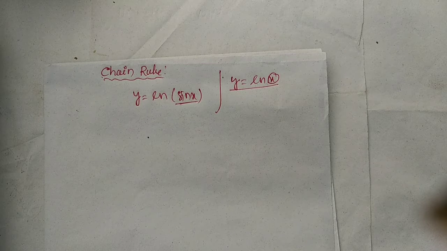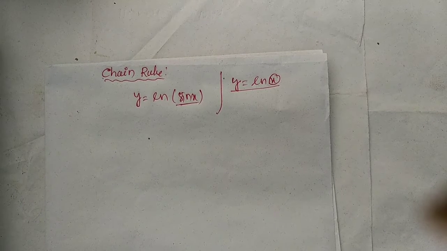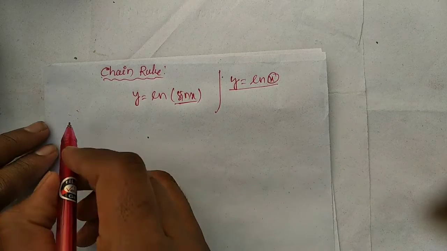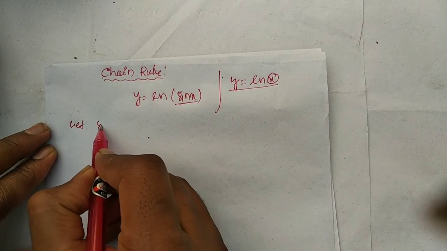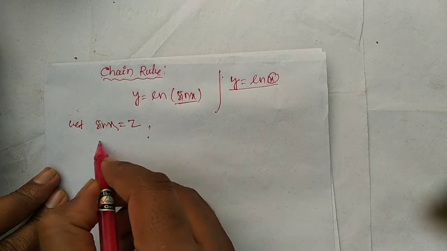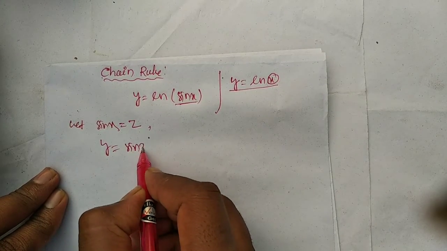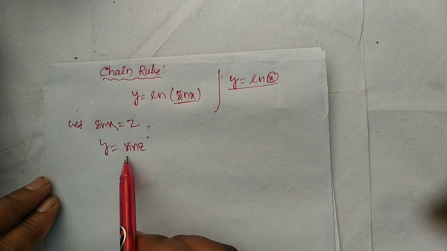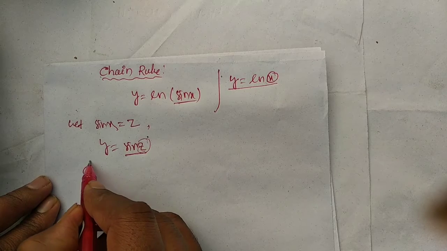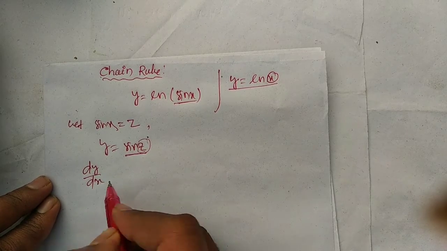So what do we have to do? Whatever other quantity is creating the problem, we have to substitute it with some other variable. Let's say sin x is equal to z. That means y will be ln z. So here y is directly a function of z. Our aim is to find dy by dx.